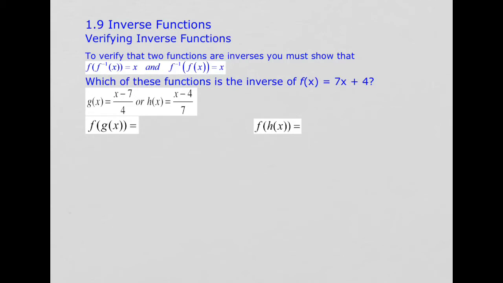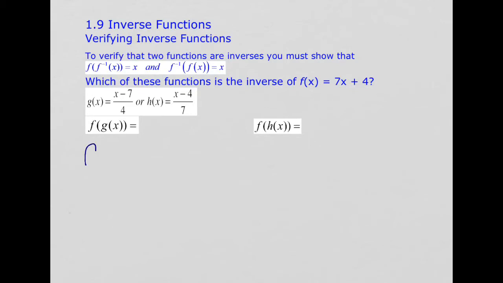Which of these functions is the inverse of f of x equals 7x plus 4? Is it g of x equals (x minus 4) over 7, or h of x equals x minus 4 over 7? Well, let's try the first one.